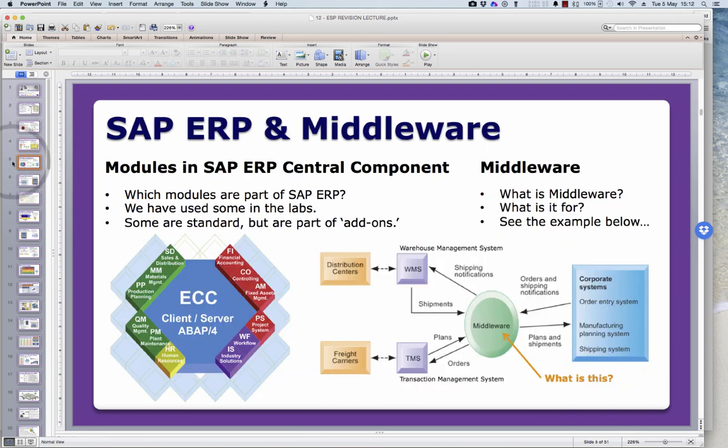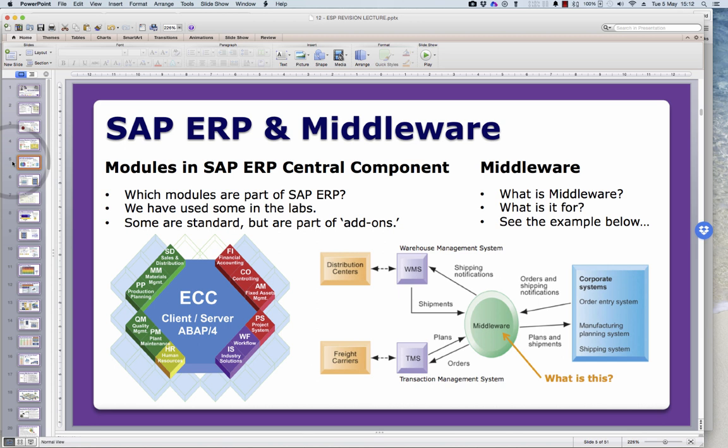So here we have the thing that we've used in the lab, which is ECC, ERP Central Component, and this shows a client server look at it, but nowadays this is all based on web services. And so you have sales and distribution, materials management, production planning. We looked at those modules. We looked at financial accounting, CO, which is controlling or management accounting.